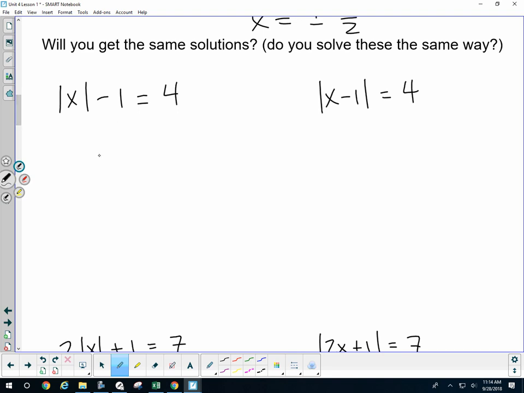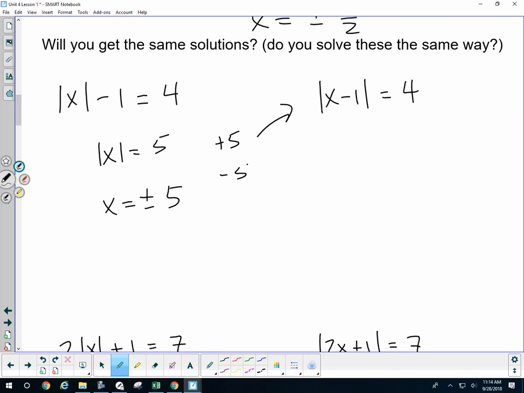Good. We add 1 to both sides. We do not have to show that. We're in college algebra. And then we know that x could be either the positive or the negative 5. Now, if I plugged in positive 5 into that guy, is that a correct answer for the second guy? Yes. Good. 5 minus 1 is 4. Absolute value is 4. Good.